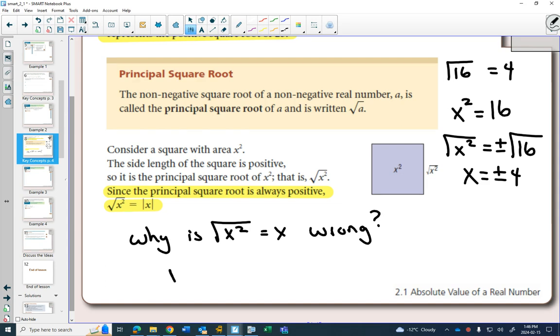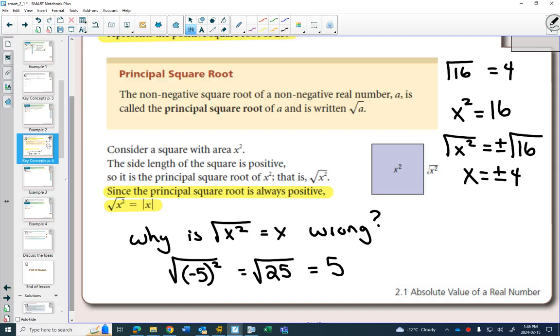Well, if I had the square root of negative 5 squared, okay. Negative 5 times negative 5 is positive 25. And then when I square root positive 25, I get positive 5. If I follow this rule, square root of x squared is just x, then this should come out to be negative 5.